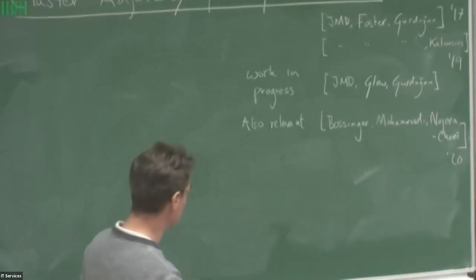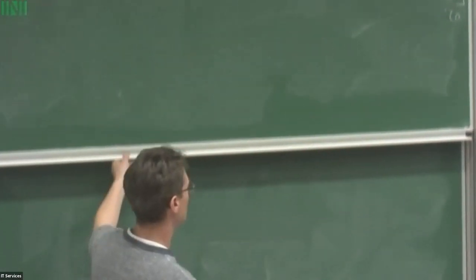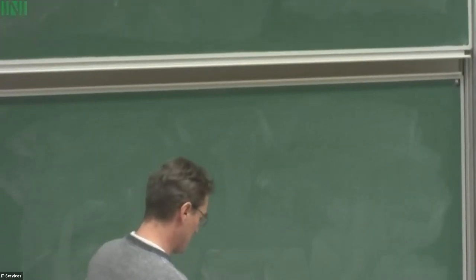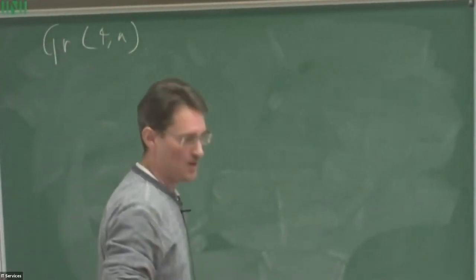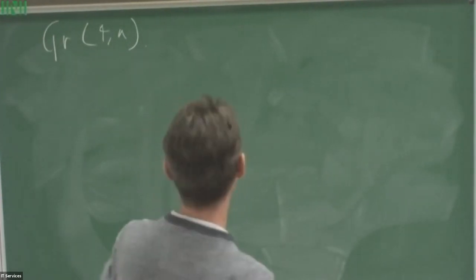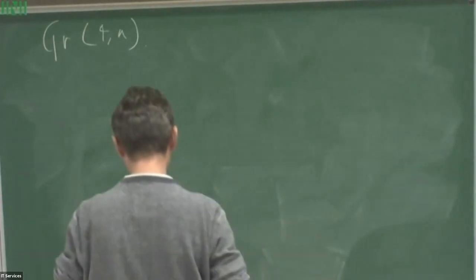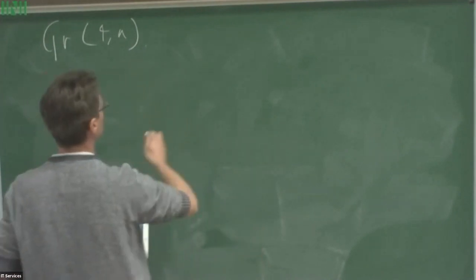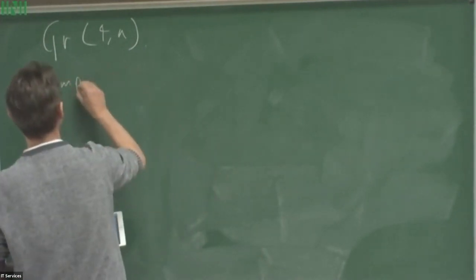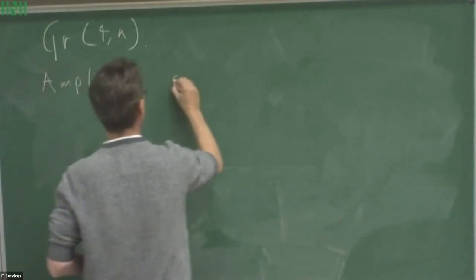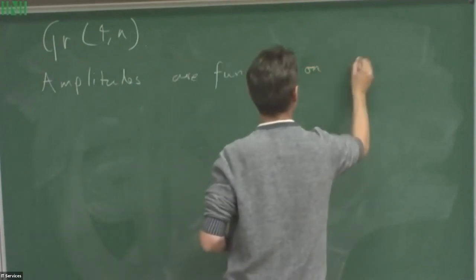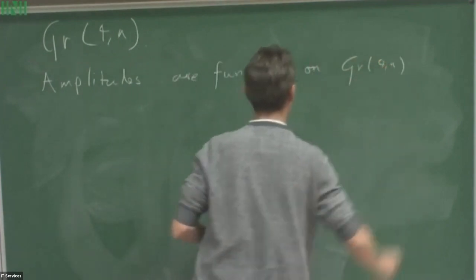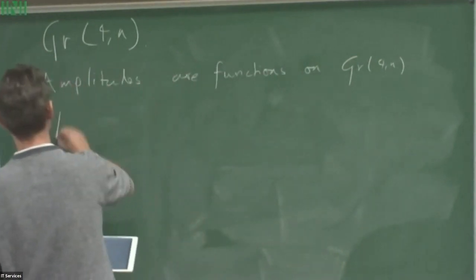Okay, good. So let me just remind you of something that Anastasia already told you about. We're going to work on the space Gr(4,n). Why it's Gr(4,n) I'm going to skip, but I'm happy to discuss that more afterwards. But let's just take this space. And amplitudes are functions on this space. And they're also functions of one other parameter.